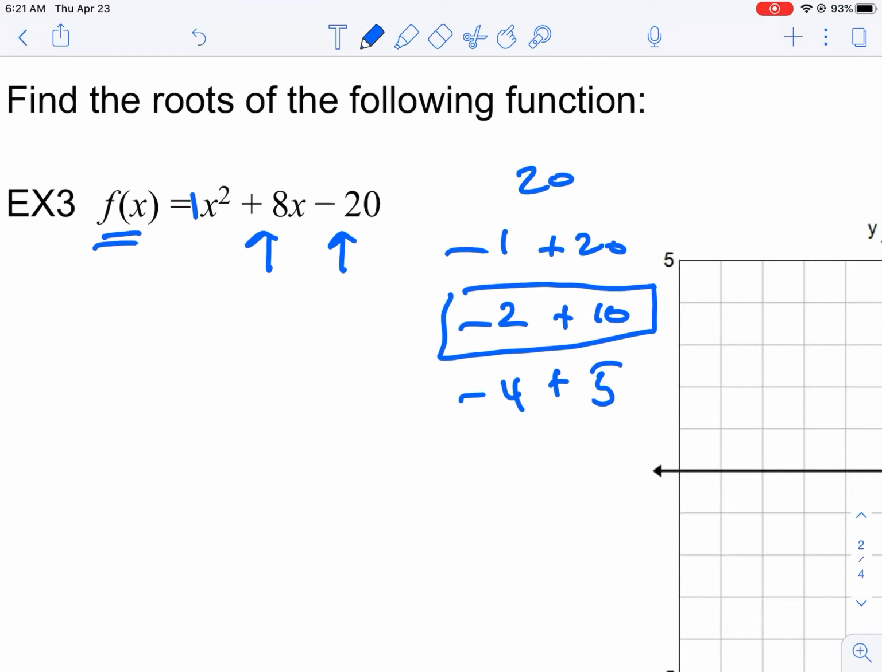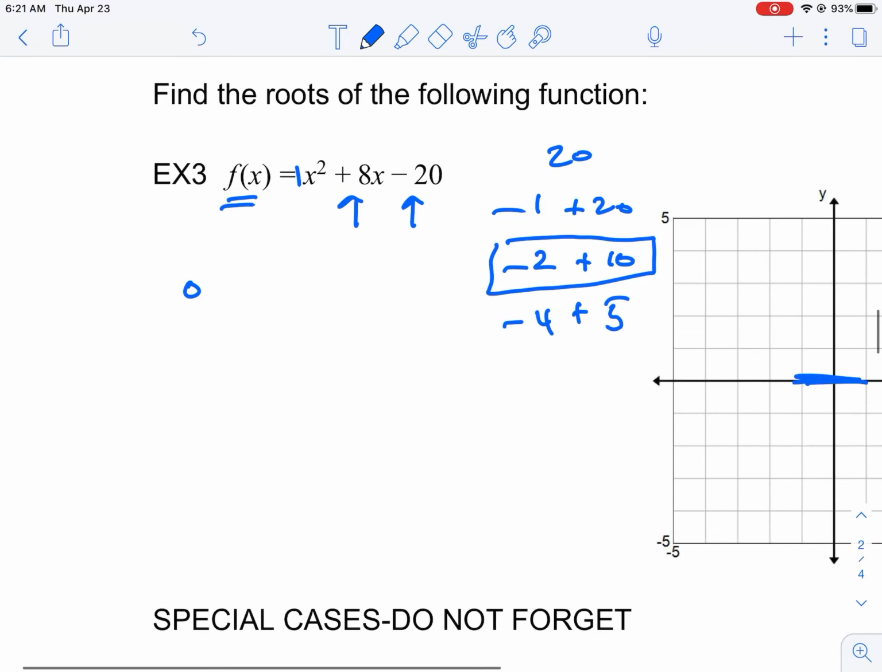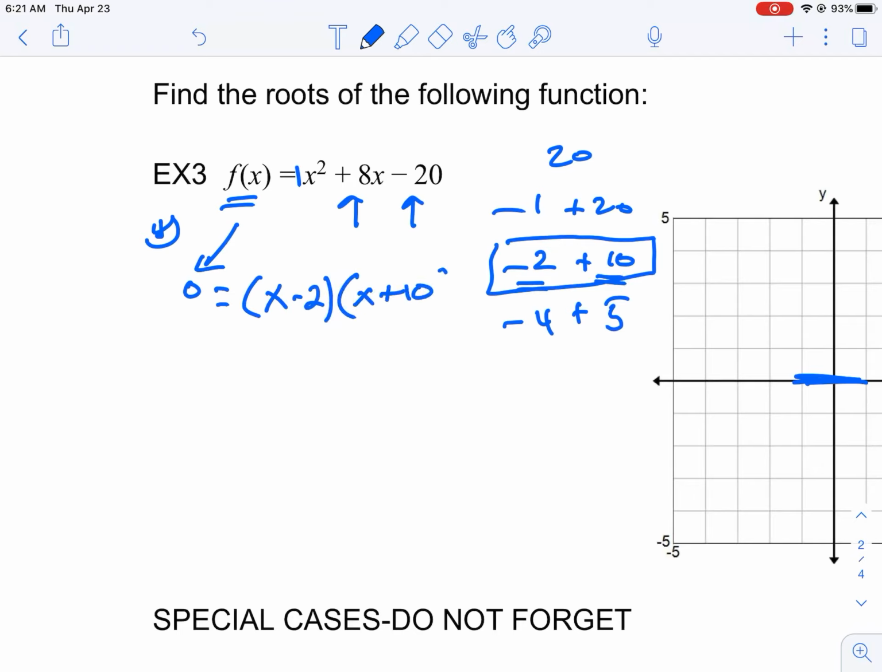So now, notice what we have here. We have f of x equals, but what we're going to do is we're going to call that 0 right at this point. Because the only way to solve for our x values is when y equals 0, right? Where it crosses the x-axis is when y is 0 here. So we're going to call this the f of x, which we know is y. We're going to call it 0. And that equals x minus 2 and x plus 10. And now you solve for your x's.